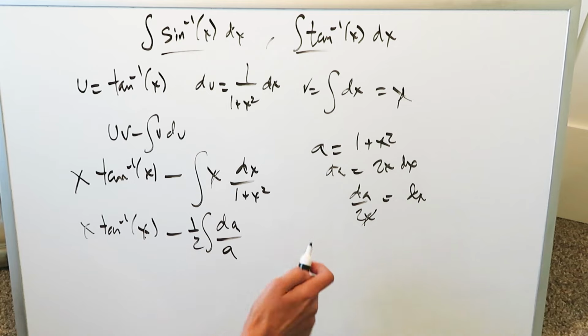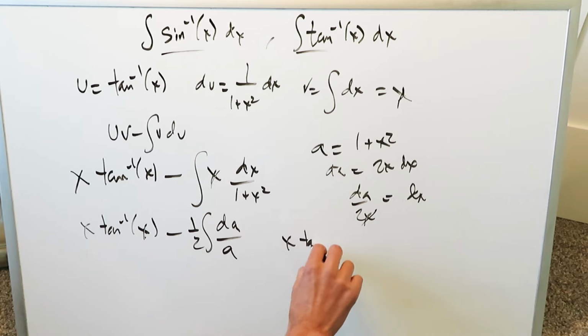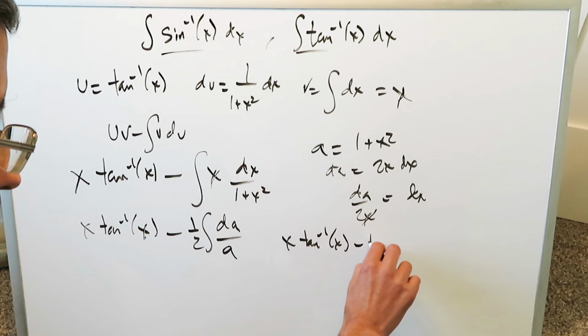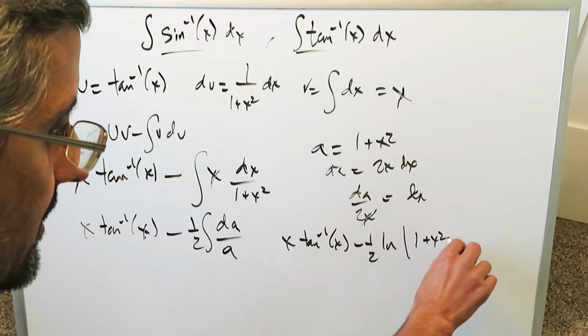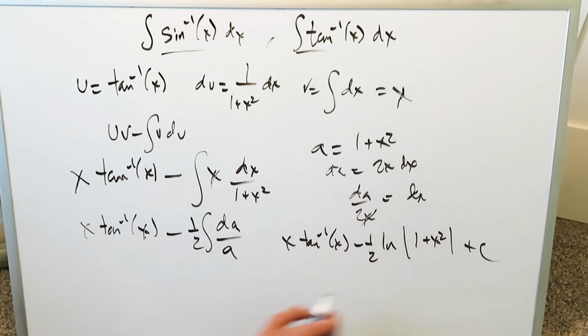Bring it up as a natural log. You will have x inverse tan x minus 1 over 2 natural log a, but a is 1 plus x squared plus c. That right there is our antiderivative, and it should be good.